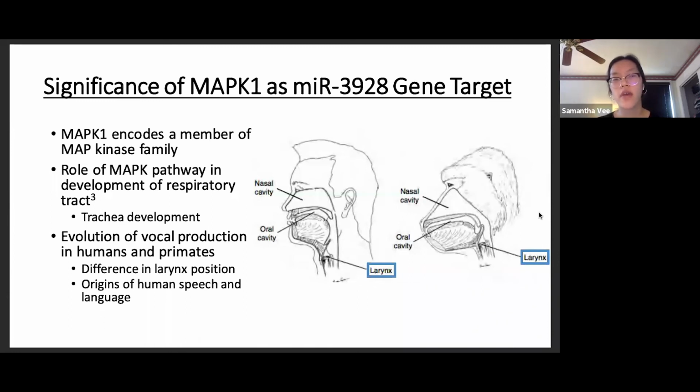Its evolution in the human fossil record marks the possible origins of language in early hominins, leading us to hypothesize that MIR3928 may be connected to the evolution of human speech. Next slide, please.